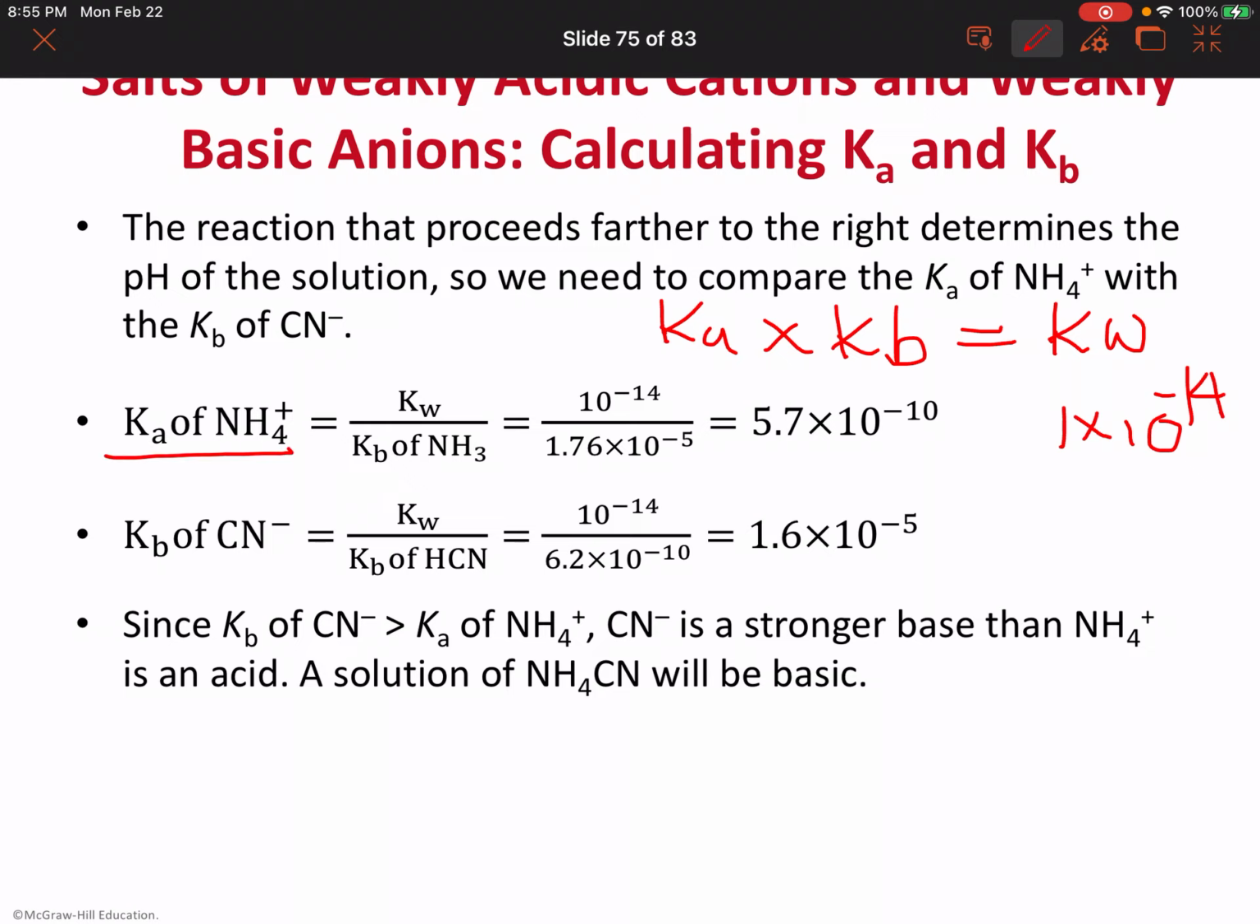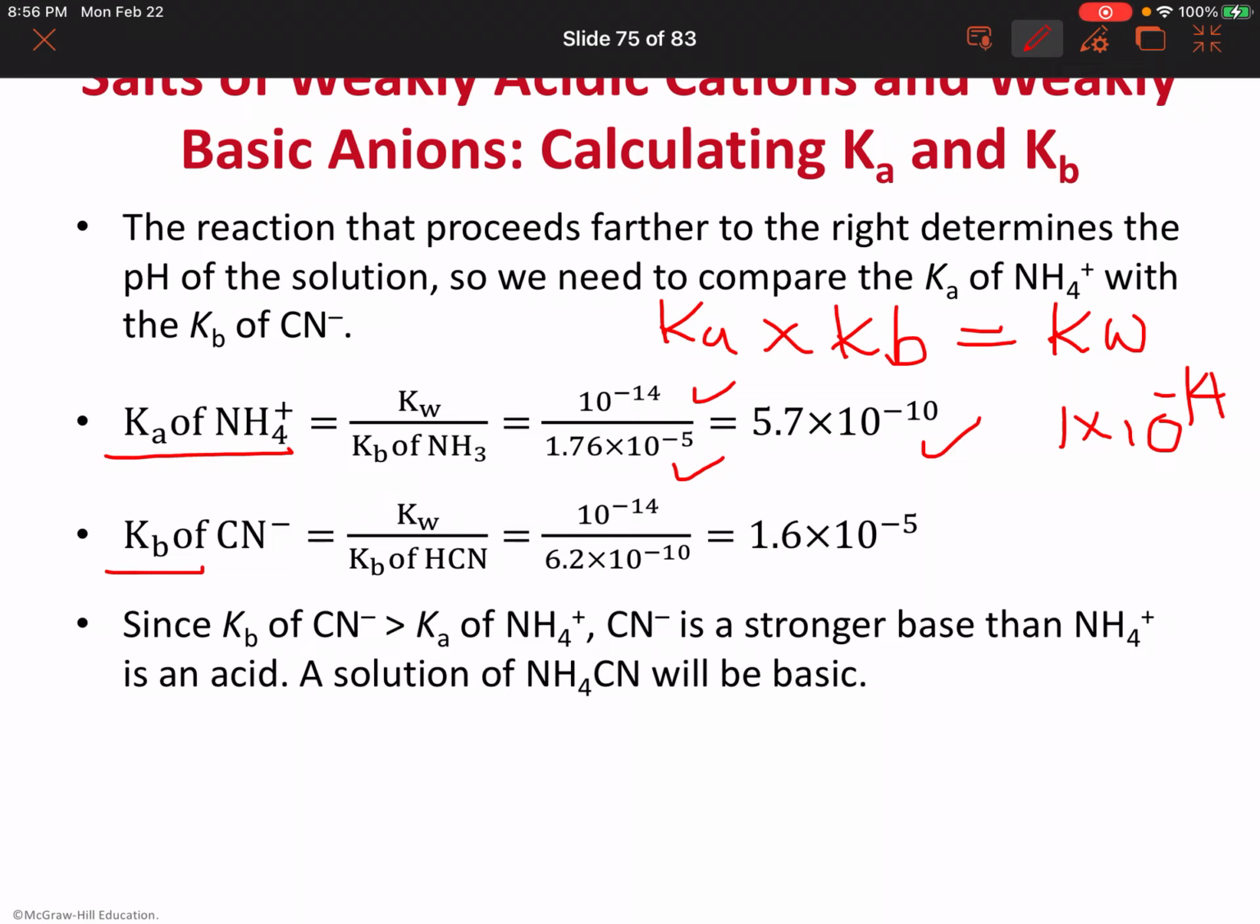Now for the Ka of the ammonium ion, it is Kw over Kb of ammonia. Kw is 10^-14, and the Kb of ammonia, the base dissociation constant for ammonia, is 1.76 times 10^-5. You can find these numbers from a table. So that gives us the Ka of the ammonium ion, this value.